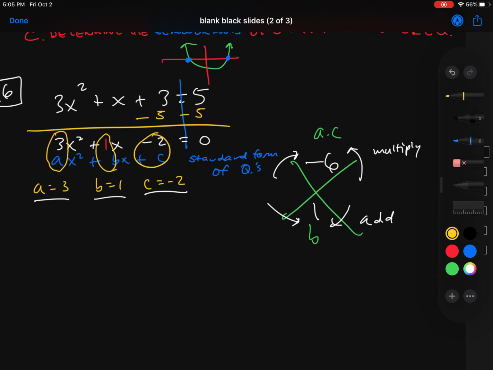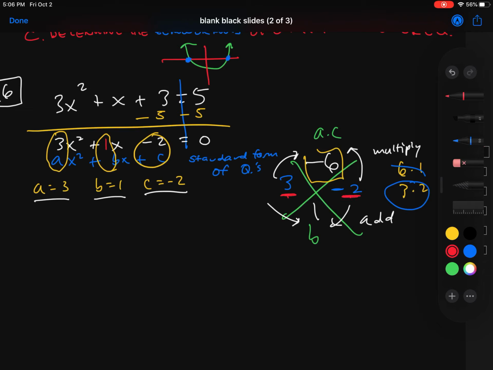Well, if you get stuck, you can always write out your options: 6 and 1, 3 and 2. Those won't work, and this will. So let's write 3 and 2 here. And so you have a combination, right? How do you add those? This one's going to have to be negative, right? 3 times -2 is -6, and 3 minus 2 equals 1. Okay, so these are the numbers that I needed.